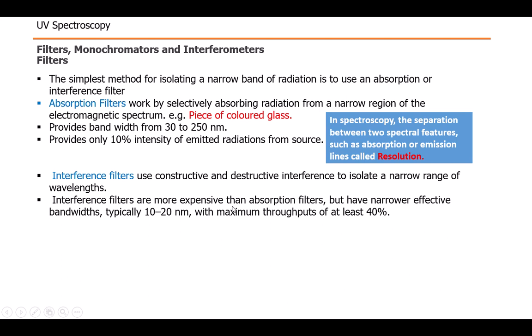These are more expensive than absorption filters, and their advantage is that they may have a narrow wavelength range between 10 to 20 nanometers, as well as an output of about 40%, which was 10% in the case of the absorption filter. So interference filters are preferred over absorption filters due to the 40% output and the 10 to 20 nanometer bandwidth, which is a very narrow bandwidth.